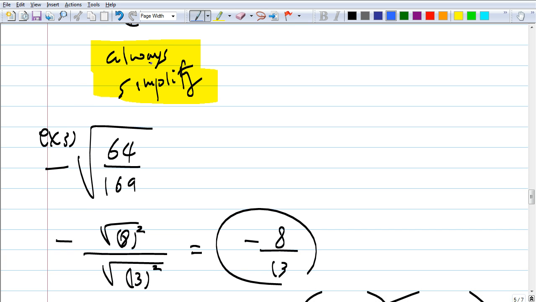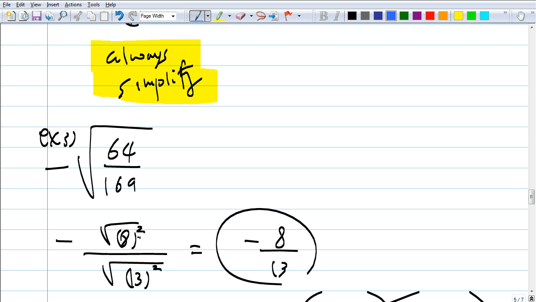So by the way, can I forget about this negative outside? No, okay, you can't do that. So you get the negative of the square root of 64 over 169, which becomes negative 8 over 13, because, again, as you just said, 64 is 8 squared and 169 is 13 squared. So it simply becomes negative 8 over 13. Pretty easy? Okay. You get the idea?